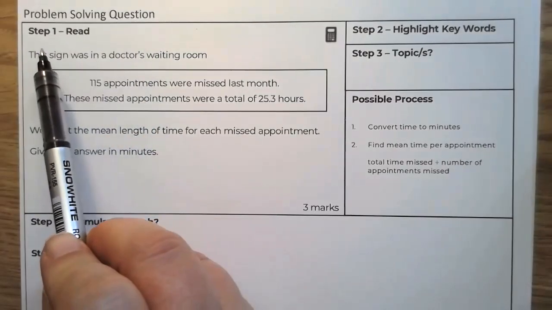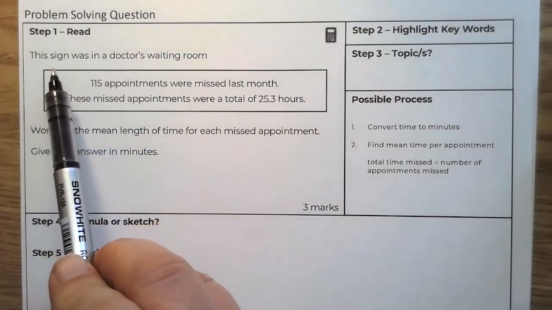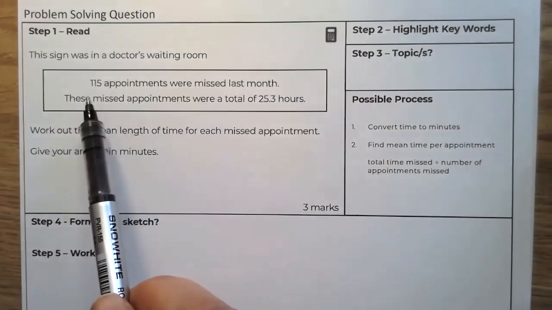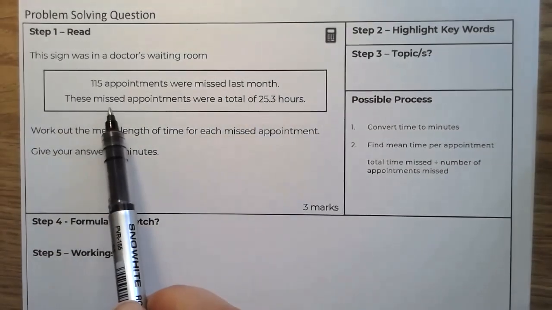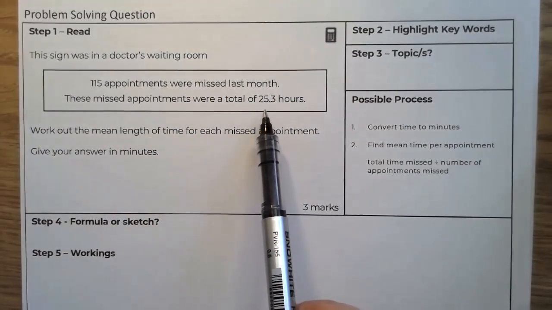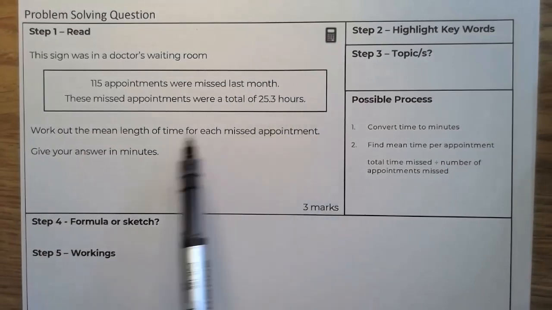Problem solving question, step 1. We're going to read it. This sign was in a doctor's waiting room. 115 appointments were missed last month. These missed appointments were a total of 25.3 hours.